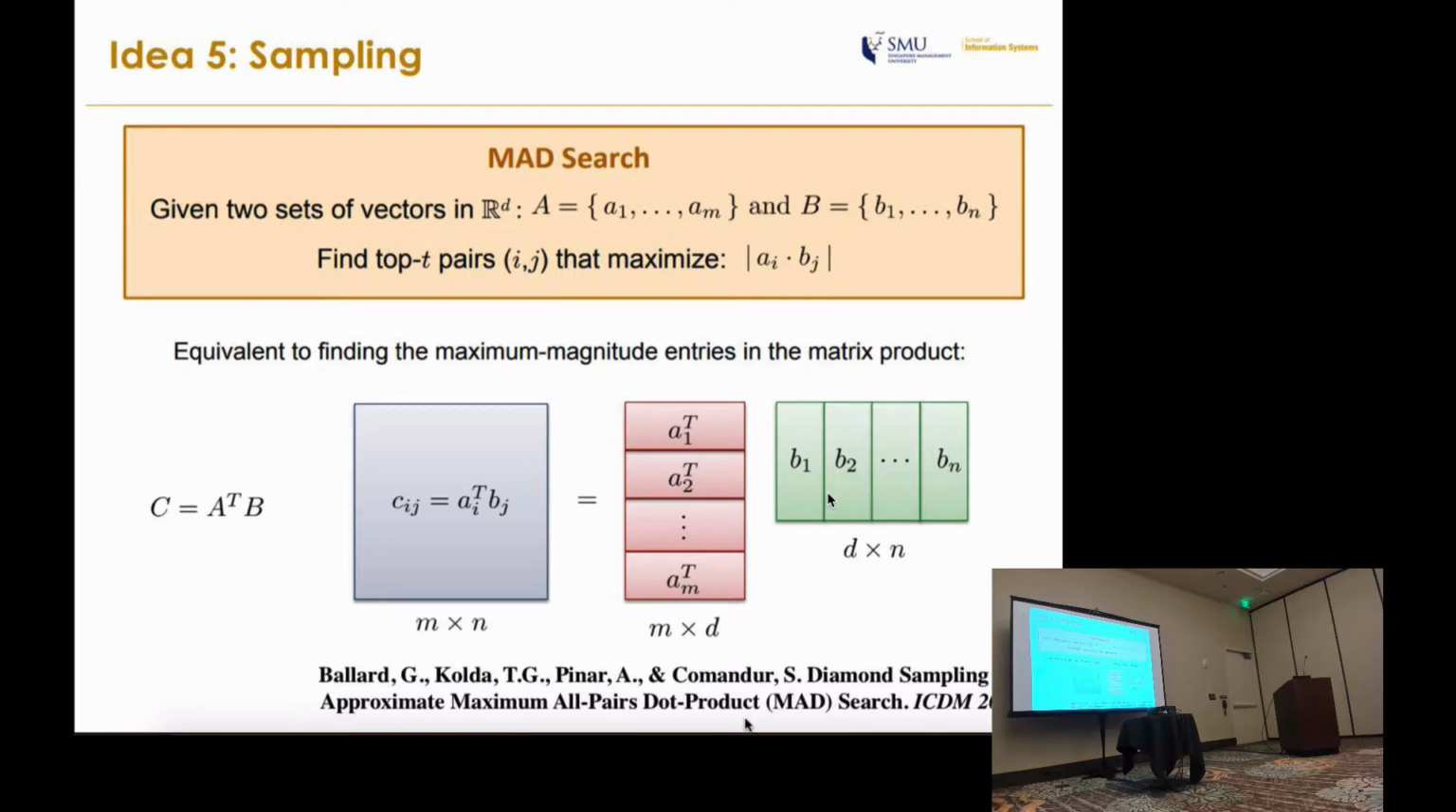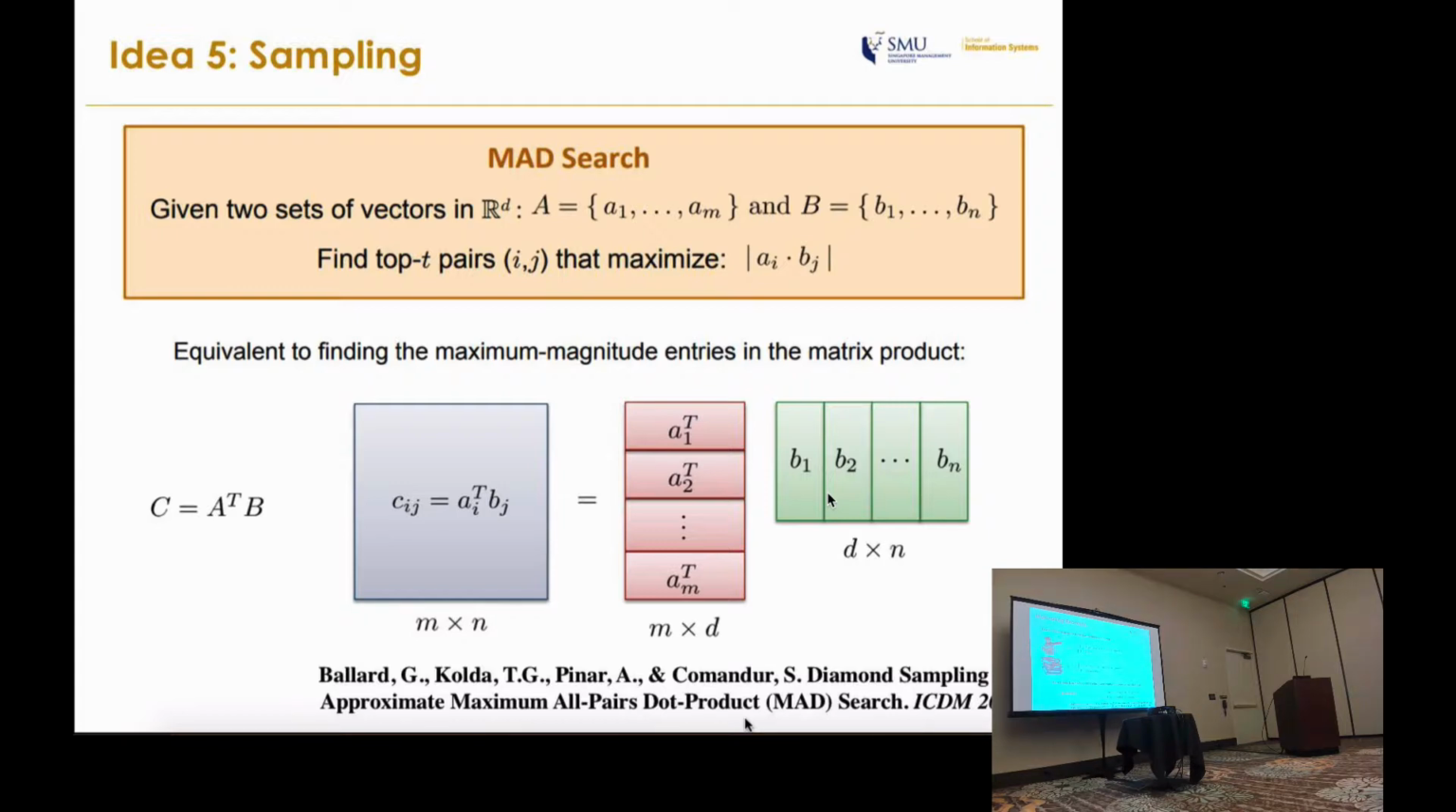So it is a more general problem: if you only have one row in the A matrix here, then it becomes maximum inner product search. This is maximum all pairs inner product search, in which you find the top inner products between the multiplication of the two matrices A and B.